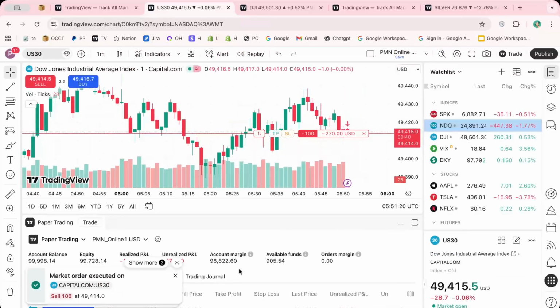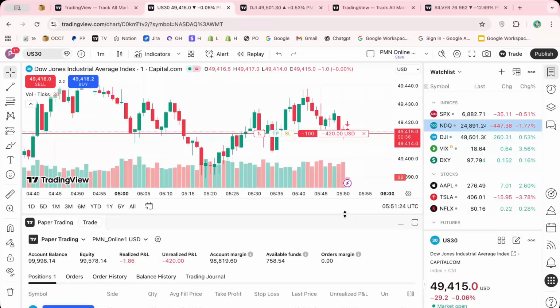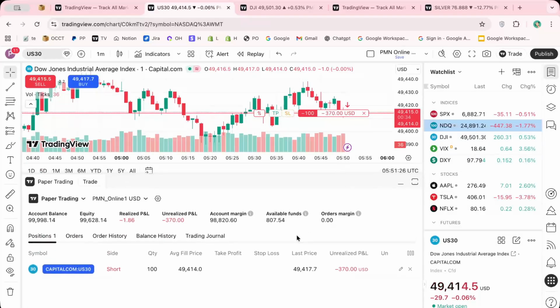For those who are new to shorting, keep in mind that a short position will show up as a negative quantity in your Positions tab. This reflects that you've essentially borrowed and sold shares.